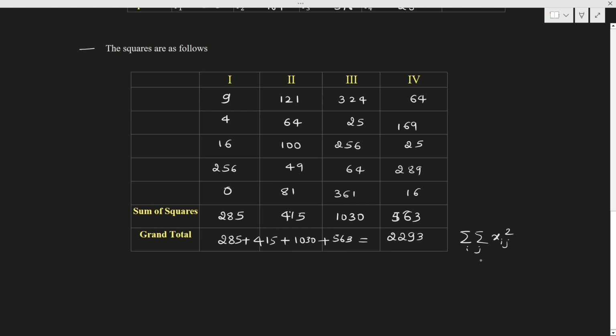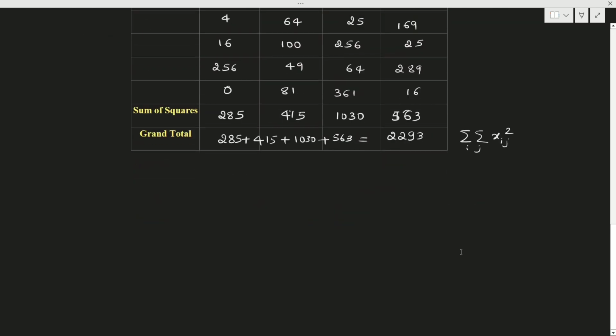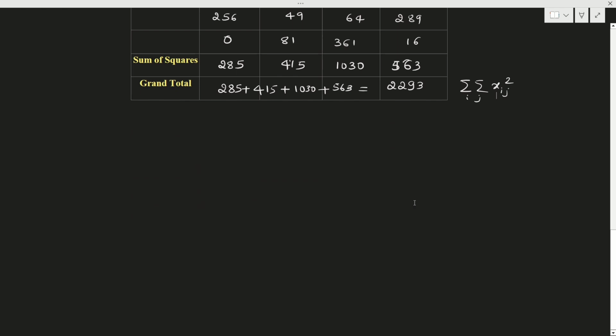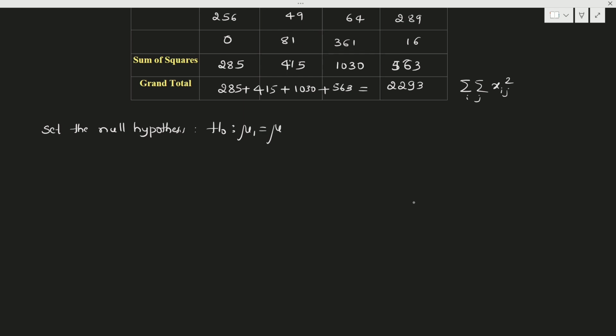Once you prepare all these table values, the next step is to set the null hypothesis. What is that? H naught is mu1 equal to mu2 equal to mu3 equal to mu4. Four types of groups are there, so we'll assume all four means are equal.